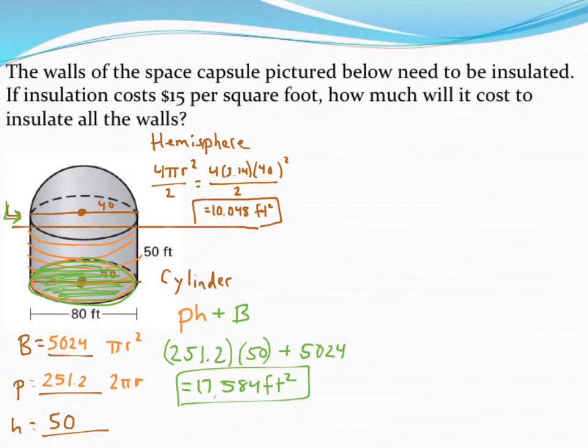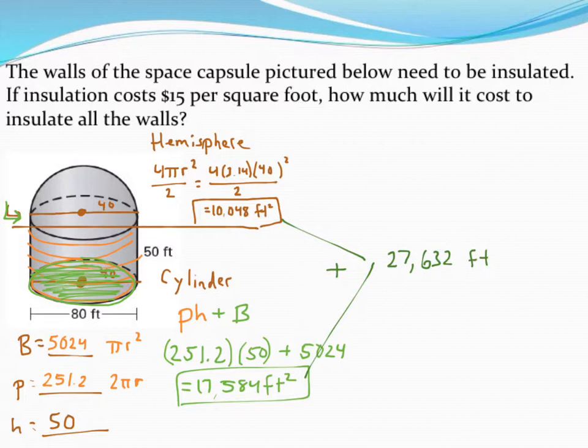All right, so at this point, we have the information we need to get the total exposed surface area. We've got about 10,000 from the hemisphere. We've got about 17,500 from the cylinder. Adding those two pieces together gets me a total exposed surface area, whatever you want to call it, of 27,632 square feet.